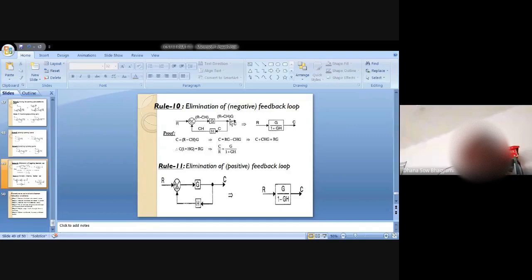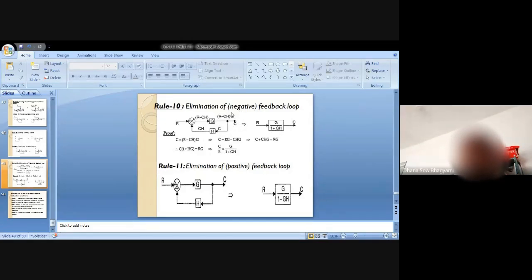Okay, some output is generated, and that output is fed back through the feedback element to the summing point. The difference of these two is taken and given as input to the controller. R minus EH is given as input to this transfer function G. So this input into G will give me the output.